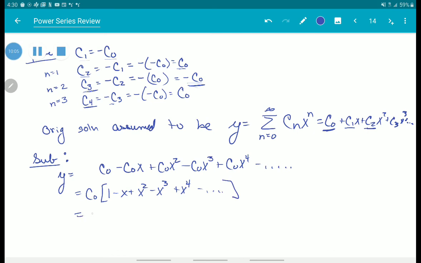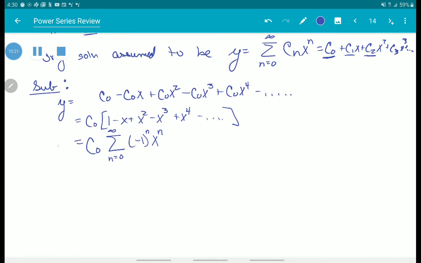So if we try to rewrite this as a sum, we could start at 0 and go to infinity. This is an alternating series. That first one is positive, so let's raise the negative 1 to the nth power. And let's write this as x to the n. So there's our series for this differential equation.